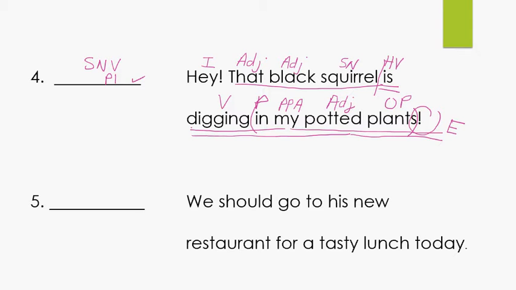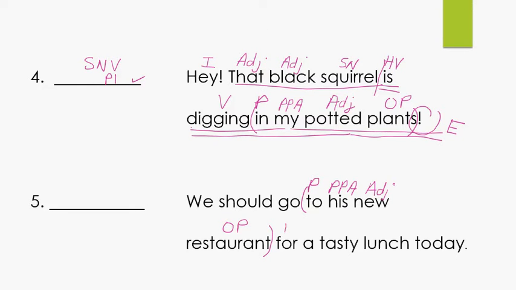Okay, let's read the last sentence. You're hanging in there with me. I'm proud of you. All right, let's see. We should go to his new restaurant for a tasty lunch today. Do you see any prepositions? To what? To restaurant. Object of a preposition. What kind of restaurant? New restaurant. Adjective. Whose restaurant? His restaurant. Possessive pronoun adjective. Very good. Put parentheses around the prepositional phrase. To his new restaurant.